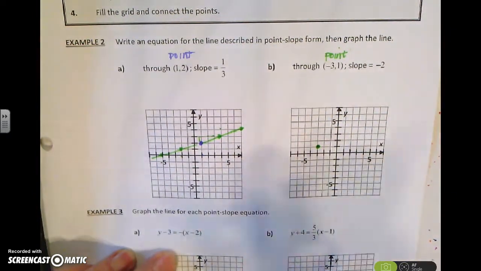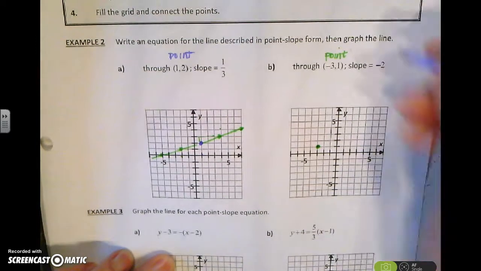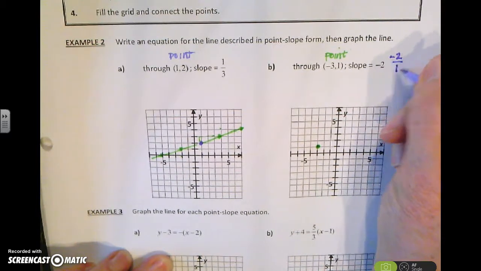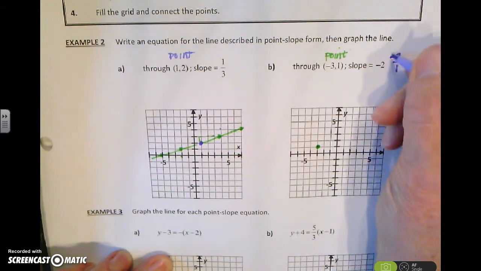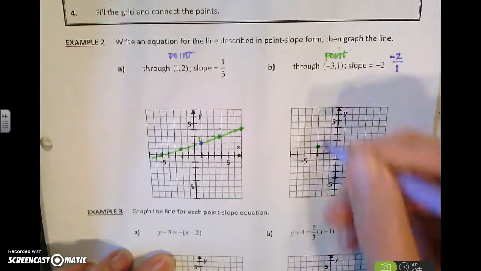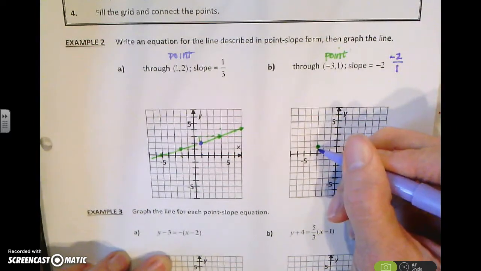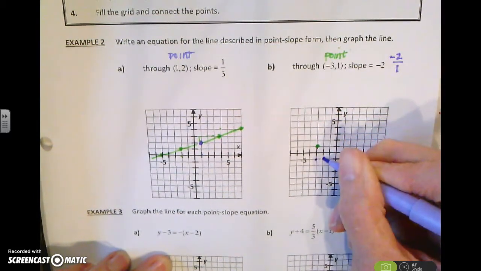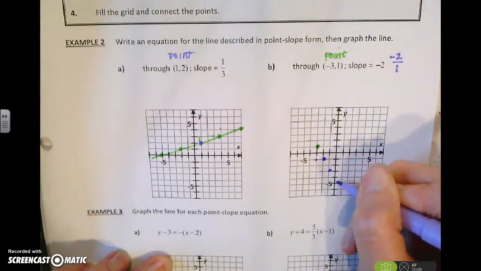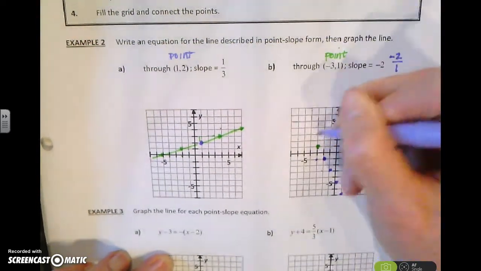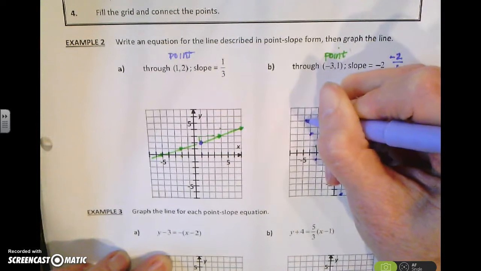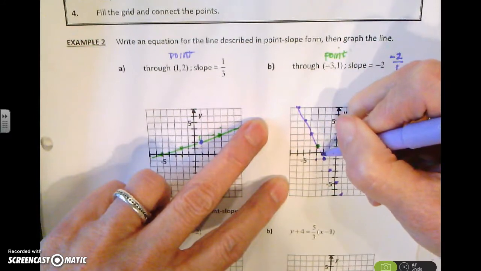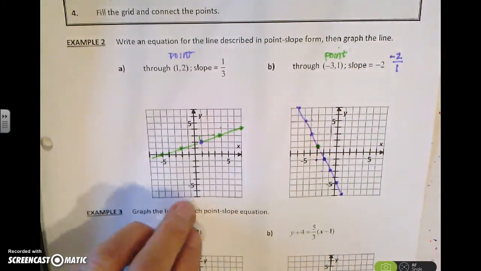Then the slope we're going to need to write as a fraction. So this is going to be negative 2 over 1. So our rise is going to be negative 2 and our run is going to be 1. So from the point that we just plotted, we're going to go down 2 and right 1, down 2, right 1, and so on, and going the other way, up 2, back 1, and then connect it, and we have our line drawn.